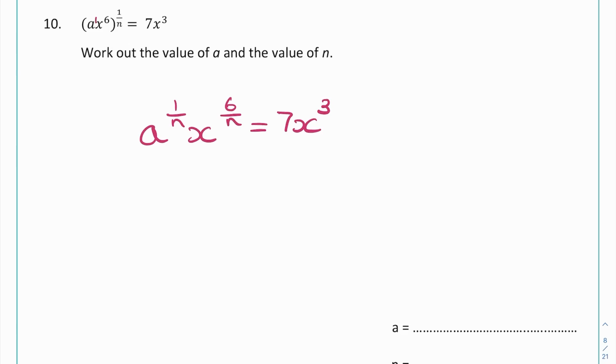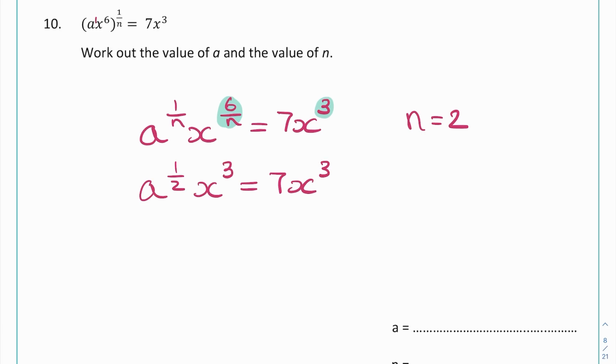Now that makes it quite nice to see, because just here 6 over n has to be equal to this 3. 6 divided by 2 is equal to 3, so n has to be equal to 2. When n is 2, that gives us a to the power of 1/2, x to the power of 3 is equal to 7x to the power of 3.